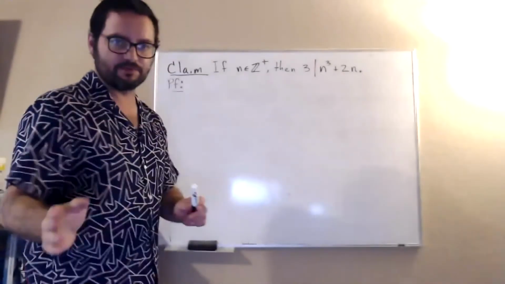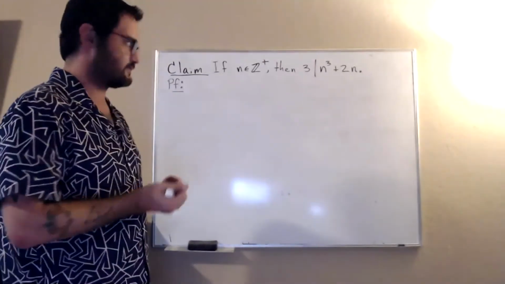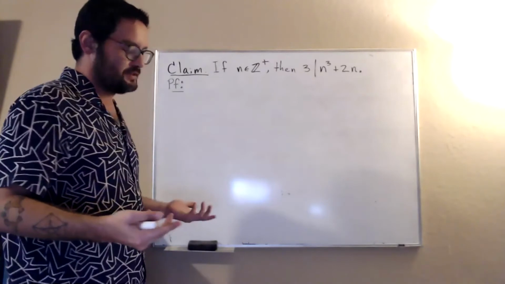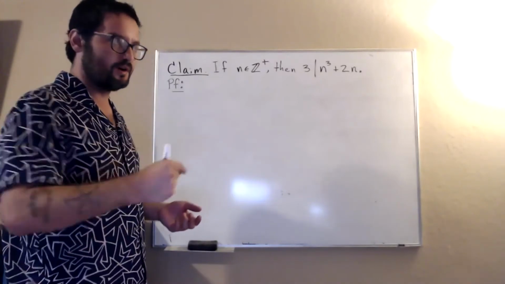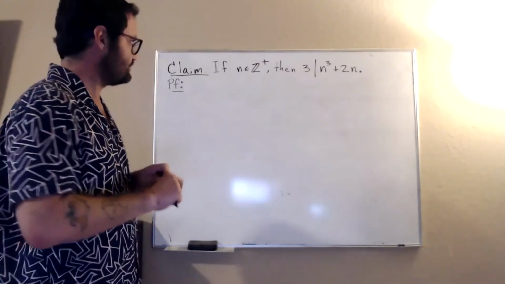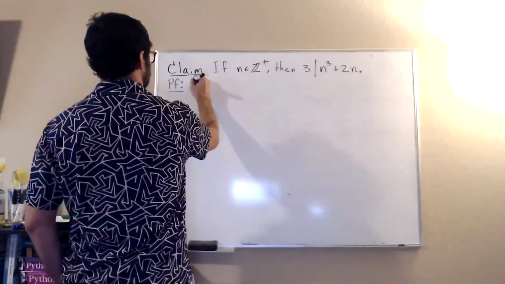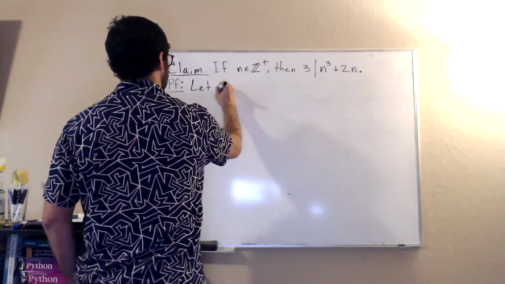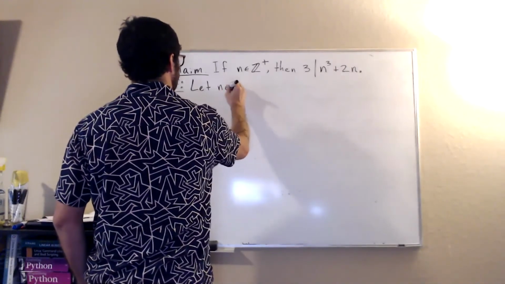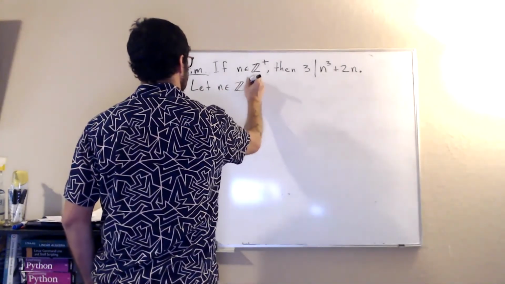Hopefully you understood that proof. It's important to know how to prove things by induction. But these are all techniques, right? There's no one way to prove something. Okay. So you can say, let n be a positive integer.